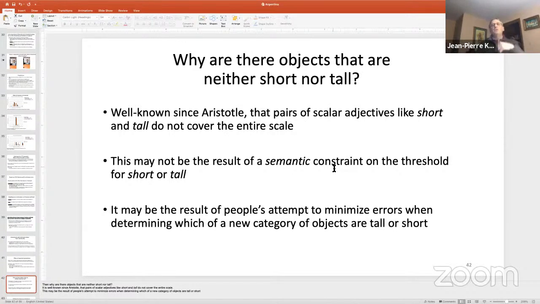In other words, we don't view the determination of the lower bound of a scalar adjective like short and tall as part of the meaning. We view that as a result of people's attempt at minimizing errors.